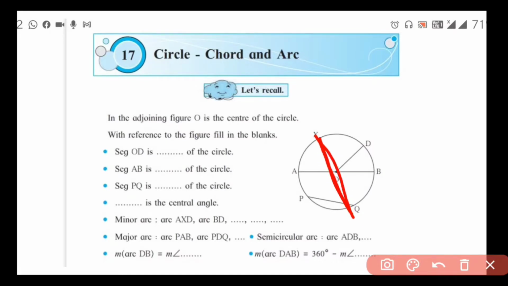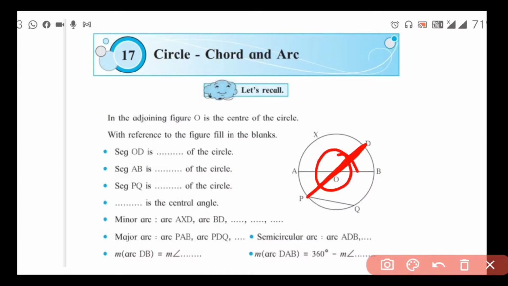So similarly, we can draw XQ which passes through point O. Okay, I will draw it properly. XQ which passes through point O. So XQ also can be said as the diameter because it joins 2 points on the circle. Similarly, it passes through the center of the circle. Then if I draw D and P, sorry. So DP is also diameter of the circle because it joins 2 points on the circle and passes through the center of the circle. So in this way we can say that definition of diameter. Diameter is the segment or chord which joins 2 points on the circle and passes through the center of the circle.